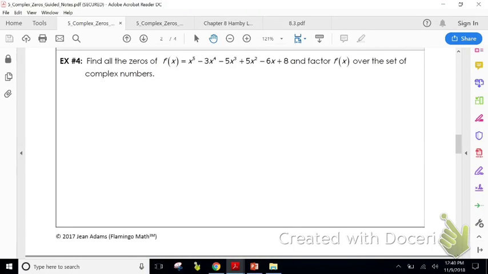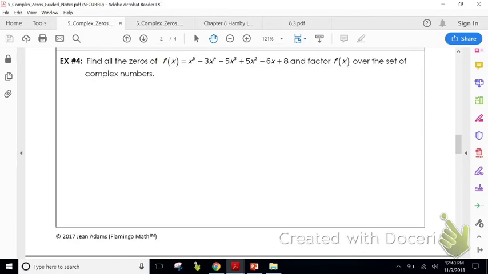All right, so example 4 says find all the zeros of that polynomial there and factor f of x over the set of complex numbers. So I want to find the zeros and I want the factors of it. Well, how can I find the zeros if they didn't even give me one to start with?